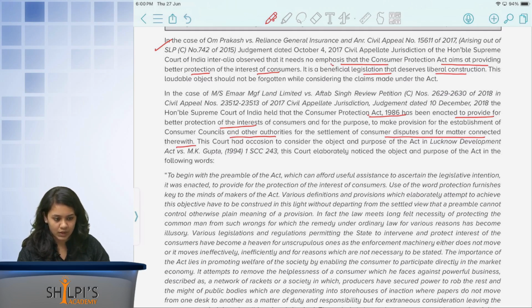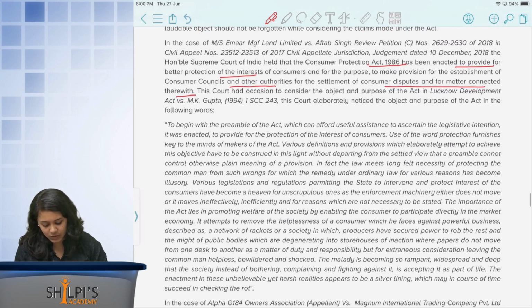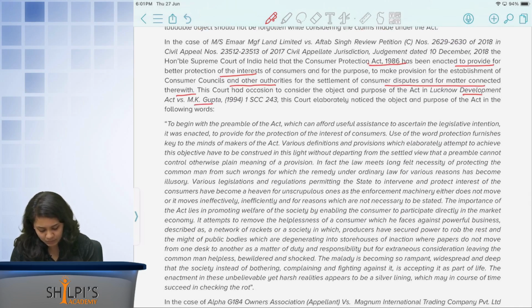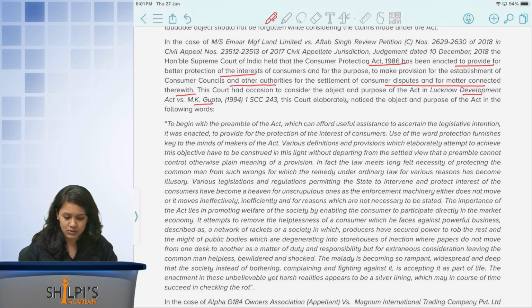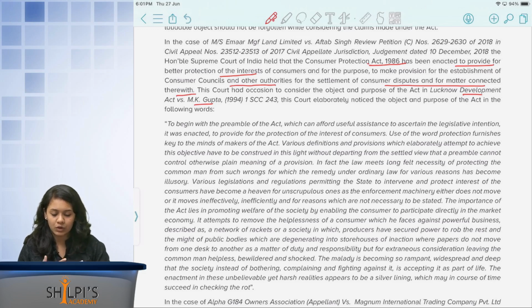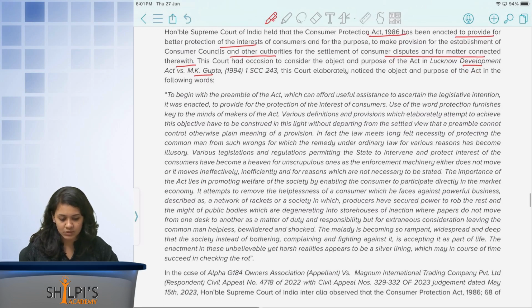All those students who have studied through jurisprudence would completely understand what you mean by beneficial legislation and liberal construction. It simply means that the law aims to protect, it does not aim to merely punish, and therefore it must be given the widest interpretation possible. Now, after that, if we look at the case law in Lucknow Development versus MK Gupta, this I won't be reading out for you, this you will be reading on your own. They go into a lot of understanding as to what is the real purpose of the Consumer Protection Act of 2019 and with what objective must it be read.